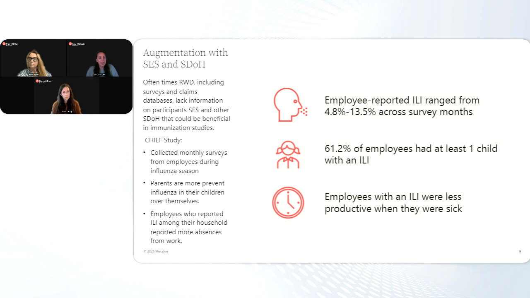What this study found is that between 4.8 and 13.5% of employees had influenza-like illness at some point during those survey months. So the highest was 13.5, the lowest was 4.8. Also, 61.2% of employees had at least one child during that time report an influenza-like illness. So we can see that the vaccine is affecting whether or not people are getting influenza, and then influencing their productivity. Employees who got influenza were more likely to be less productive because they were sick.